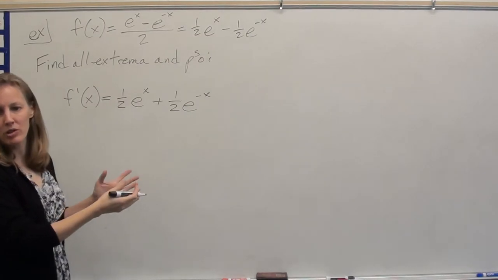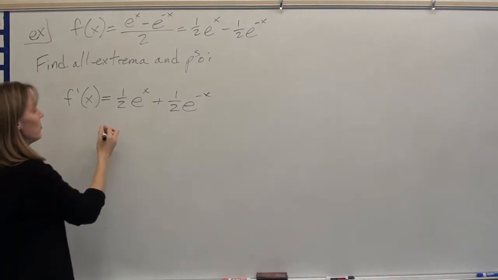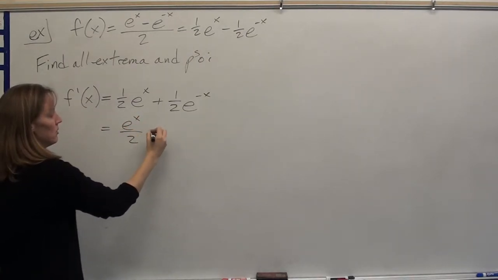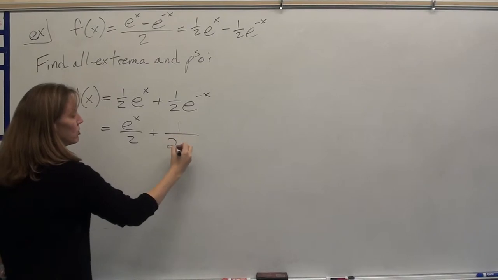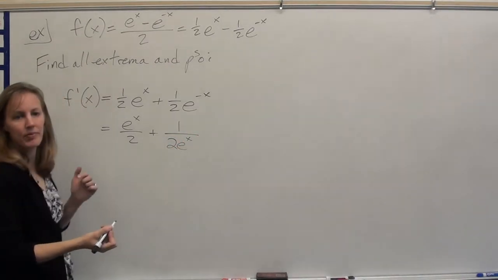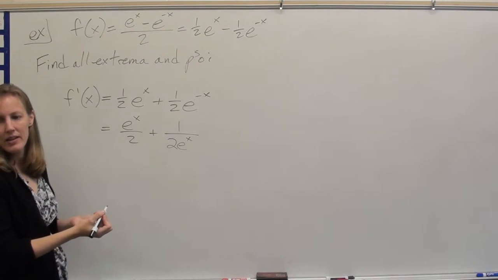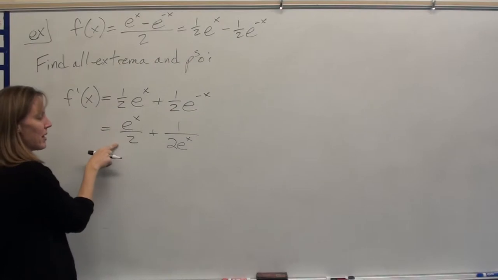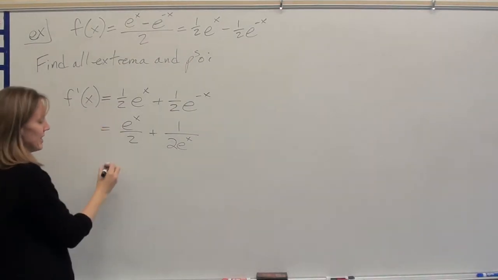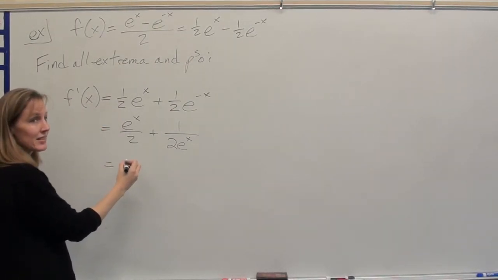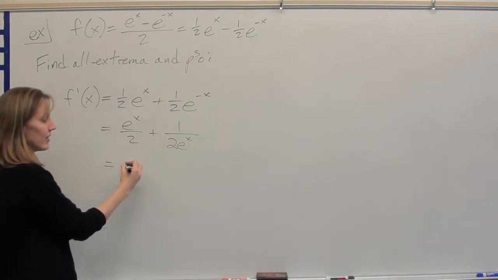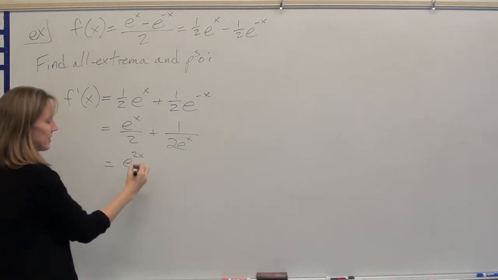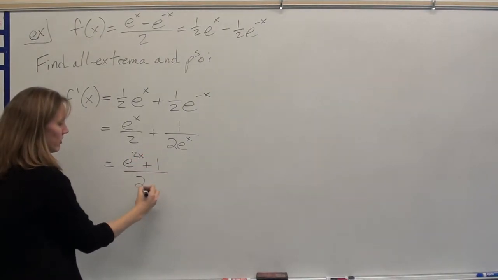How on earth do I find critical numbers of this? You've got to rewrite it as though it's kind of like in fraction mode. e to the x over 2 plus 1 over 2e to the x. And then you're going to find an LCD. I have to multiply this fraction top and bottom by e to the x. What is e to the x times e to the x? We did it about 15 minutes ago. e to the 2x, right? Plus 1, all over 2e to the x.